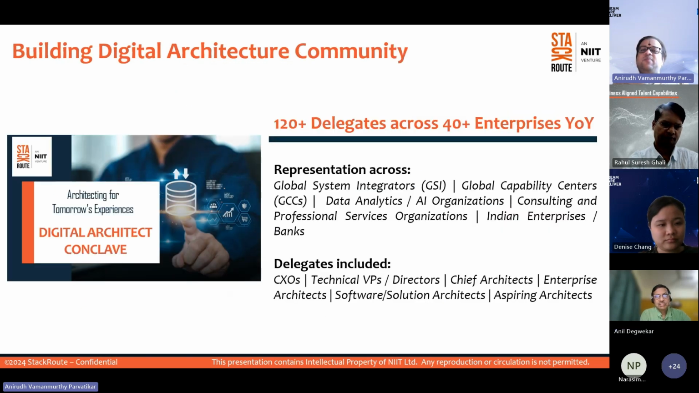As part of our initiatives, we have been continuously engaging to build a strong digital architecture community. As part of that, we started with a digital architect conclave in 2023, and in the last 2 years we have seen year-on-year growth, with at least 120 plus unique delegates, from a basic architect level to all the CXO levels across various enterprises, and this has been consistently growing.